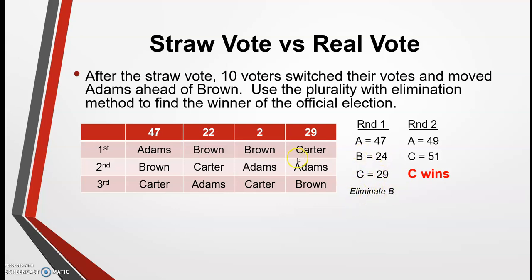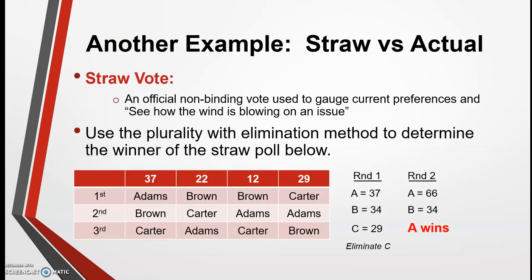B does. And by eliminating B, these 22 votes are now going to go to Carter, because Brown is no longer an option, so Carter's the next in line. And these 2 votes will now go to Adams. So Adams gets the 47 from this column and the 2 from this column, for a total of 49. Carter gets the 22 from this column and the 29 from this column, for a total of 51.